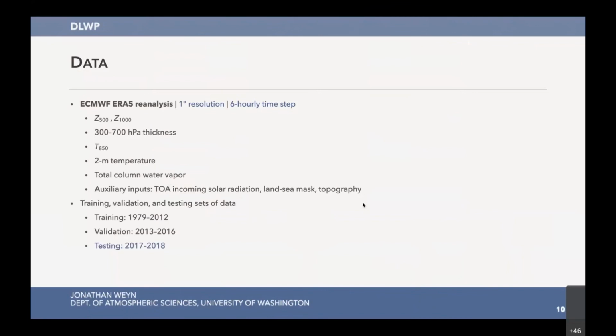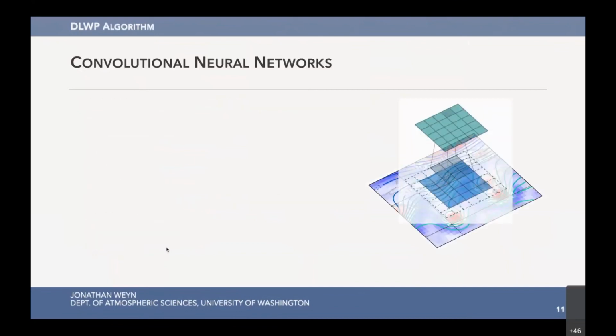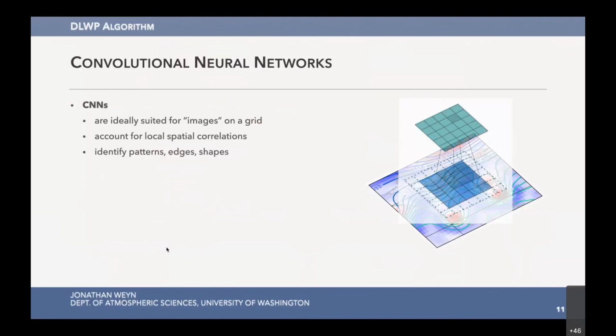As in any machine learning problem, we split our data into training, validation, and testing sets using distinct years to avoid having highly correlated neighboring samples in time. And all of the forecast results that I will be showing are averaged over forecasts made twice weekly in the test set, 2017 to 2018. And the specific types of algorithms that we use are convolutional neural networks. And these CNNs are ideally suited for quote-unquote images on a grid, in our case, atmospheric data. They can account for local spatial correlations and identify patterns, edges, and shapes, such as tropical cyclones or weather fronts.